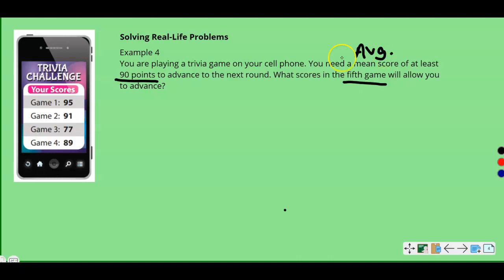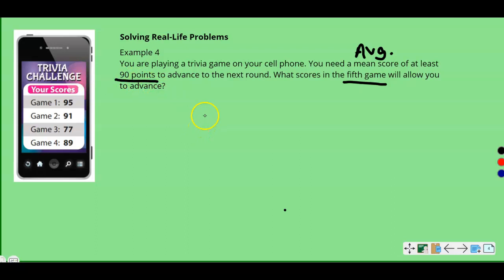Okay, so the first thing is you just have to understand the problem. You're going to work this problem exactly like you would if you said, Miss Lily, what score do I need to make on the next test to get at least a 90 for the 9 weeks? So you're given 4 scores. What does your next score have to be to get at least a 90? You would work that the same way as this trivia problem.